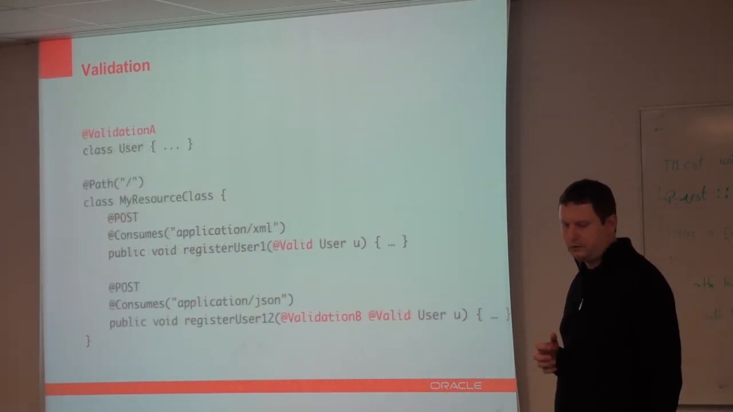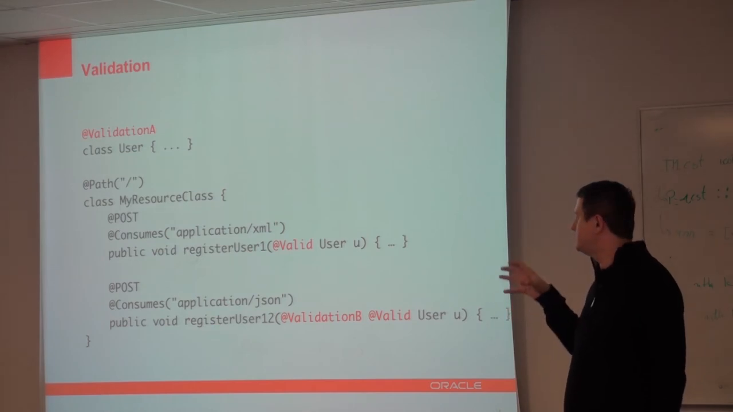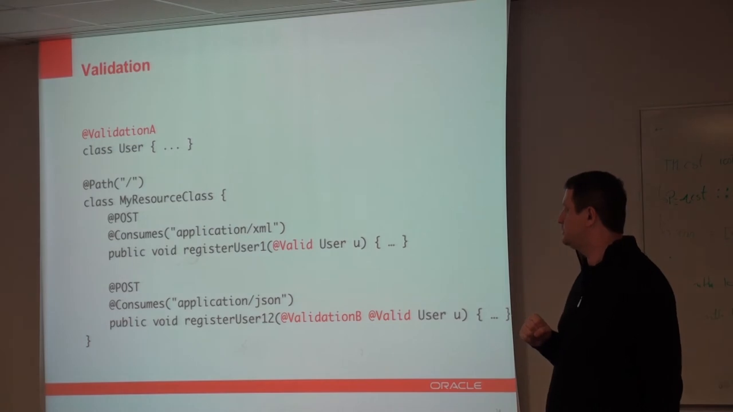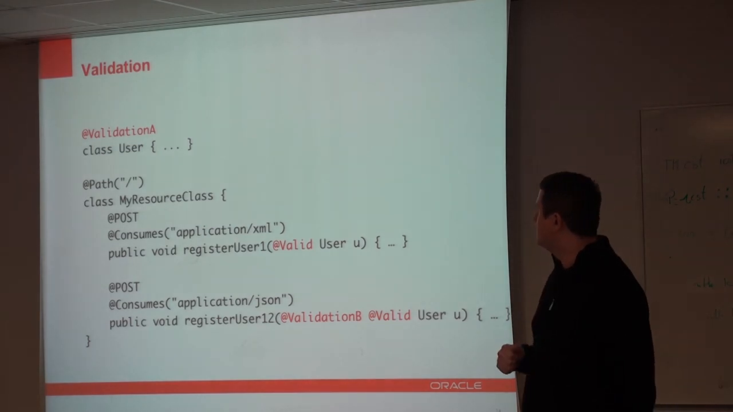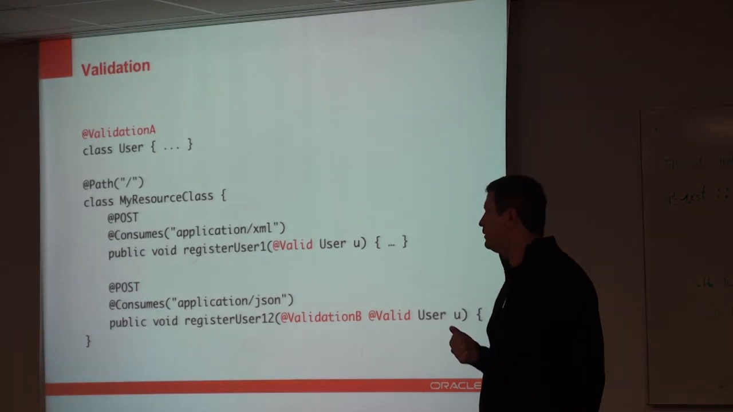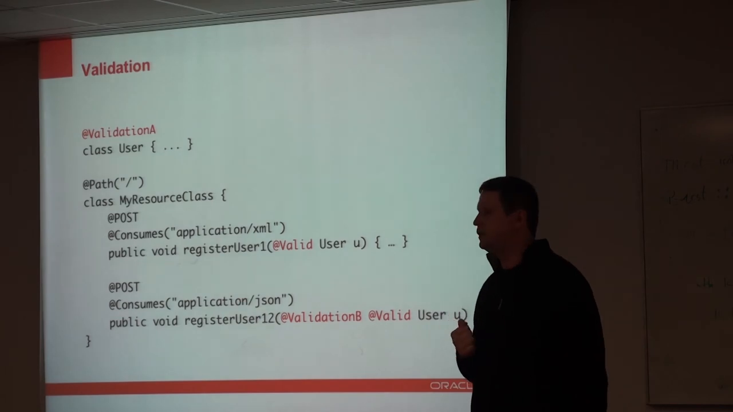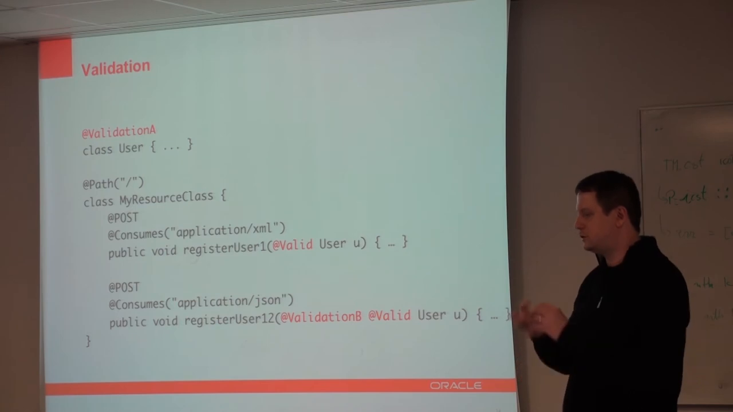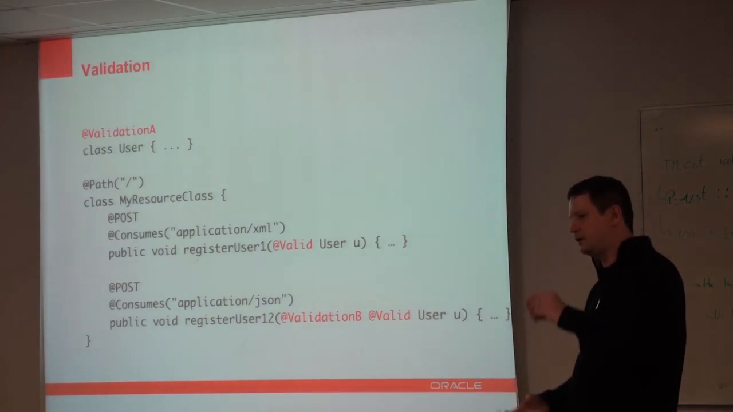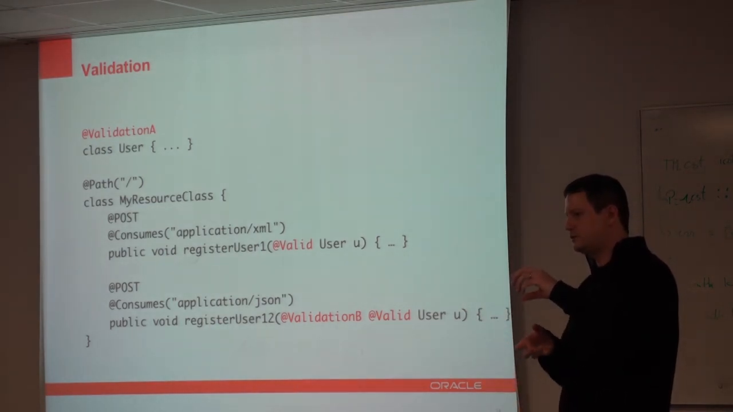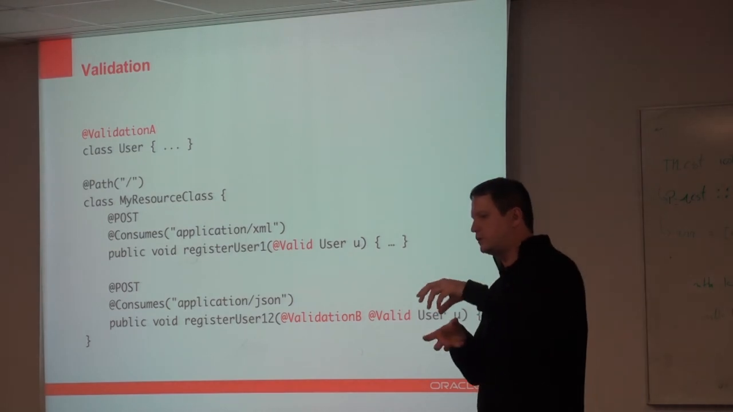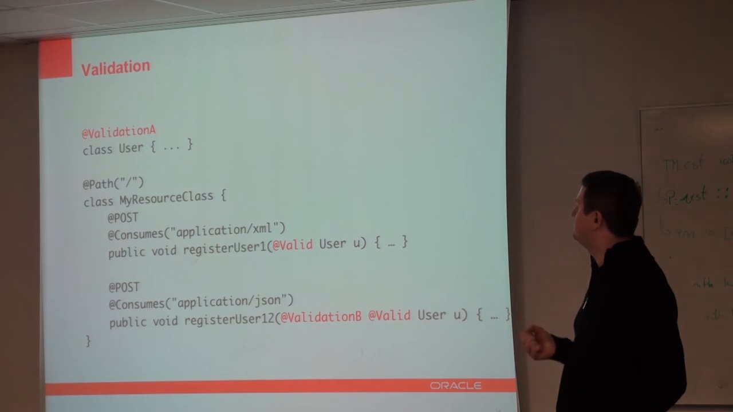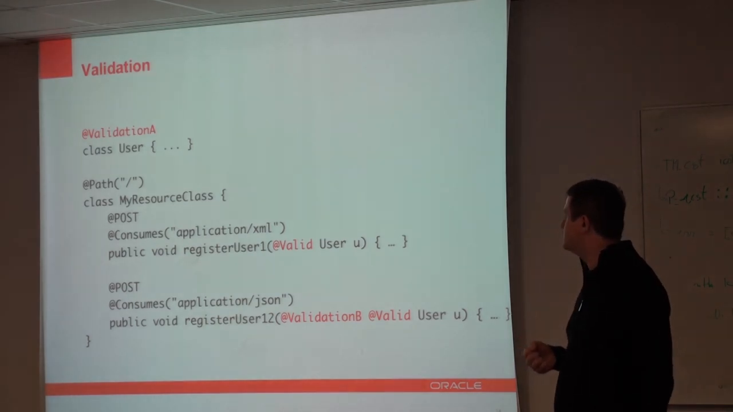Also, as I said, you don't only need to place the validation annotation on fields or methods or the method parameters. You can also put them on the class, to validate the whole bean, so not only the single pieces, but maybe even whether these two fields, even if their values are correct, make sense if they are there together. So those types of validations can be put on the class.